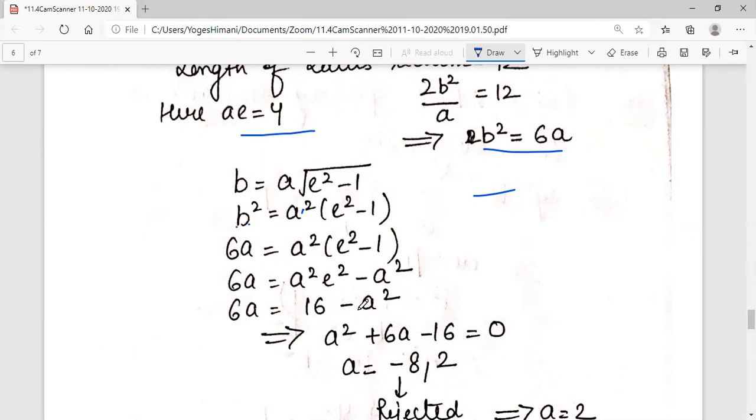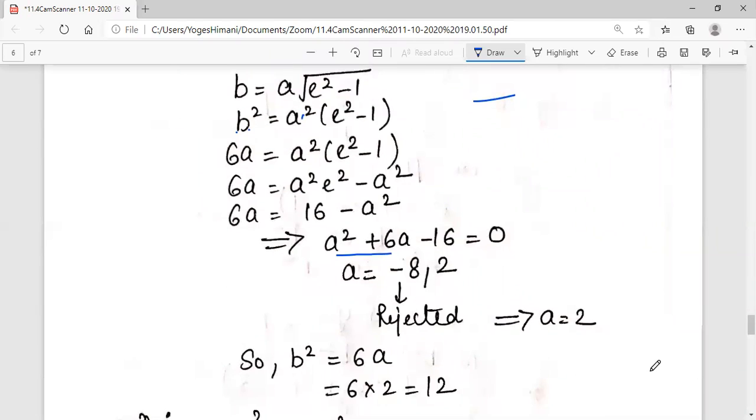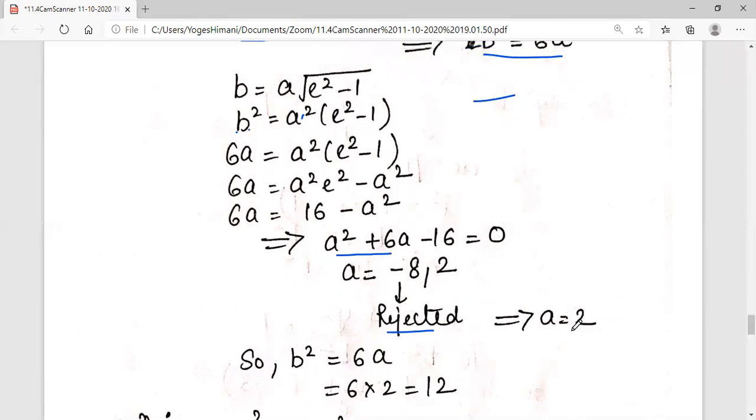Same as the last question, now we have got a quadratic. Now we have to solve it. Two factors are there, 8 and 2, multiplying to 16. The a value is minus 8 and 2. Now students, a means distance. Distance cannot be negative. That's why minus 8 is rejected. Then what is the distance value here? 2. a came 2, and our b square was equal to 6a, so b square came 12.